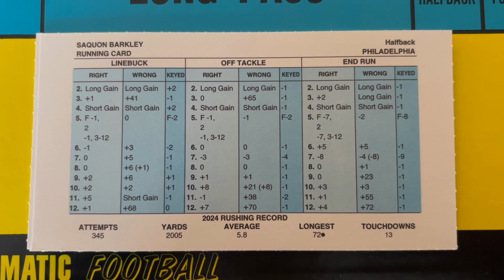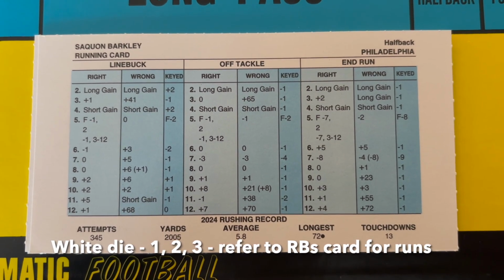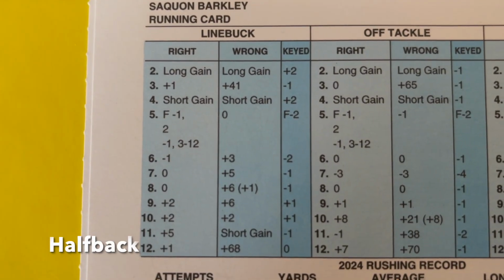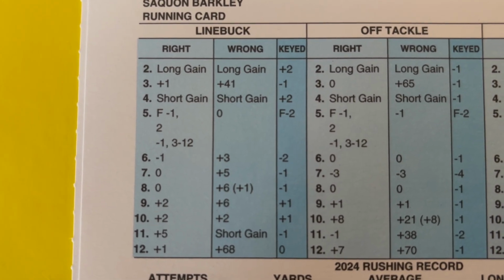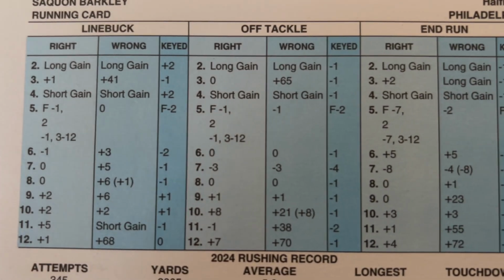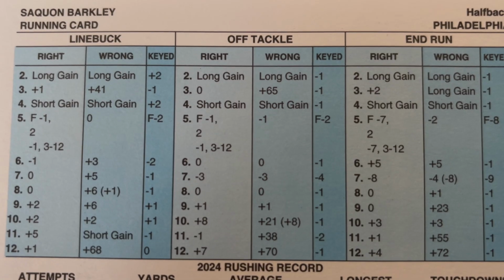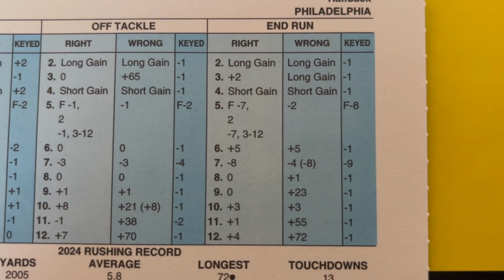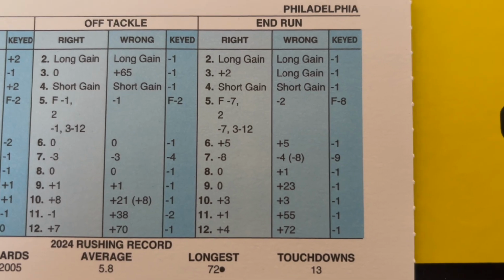Okay, this is Saquon Barkley's running card. Usually if you do a run and it comes up offense on the white dice, 1, 2, or 3, you look at the running back's card, and the defense will either be right, wrong, or half keyed. Just refer to the respective column, roll the 2 dice, and look at the yardage. Again, he can get short gains, long gains, where you look into the X chart, but he does have some pretty decent gains if guessed wrong. This is one of the best running cards that Strat-O-Matic has made.